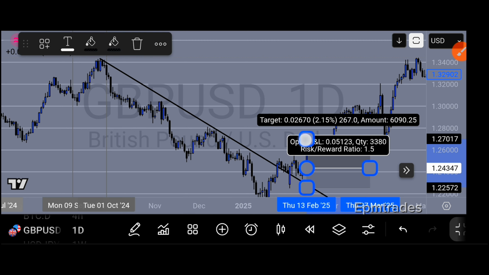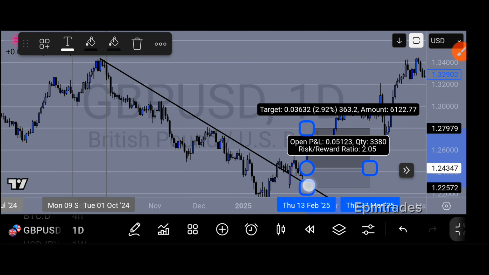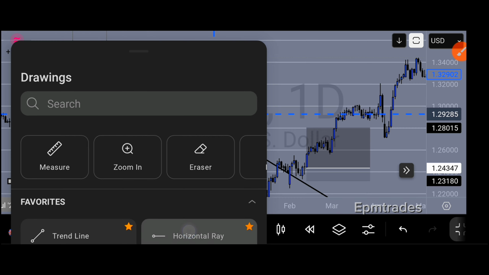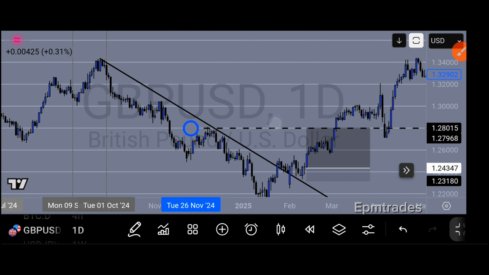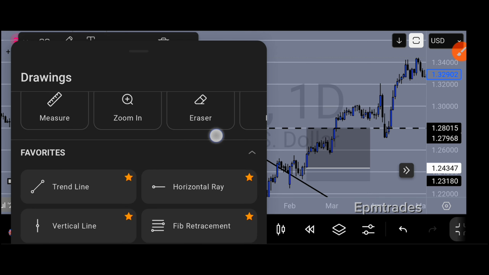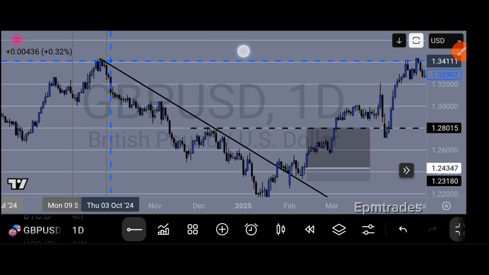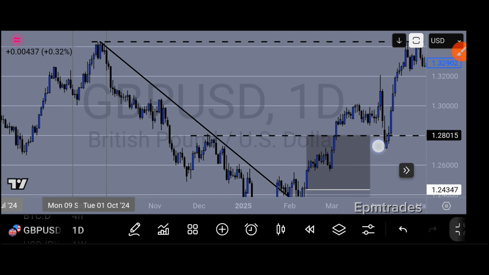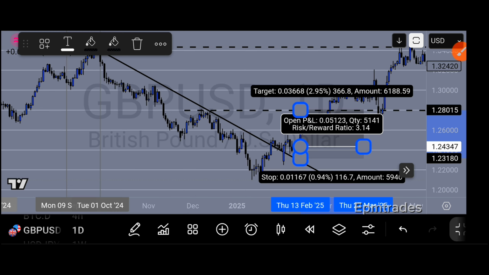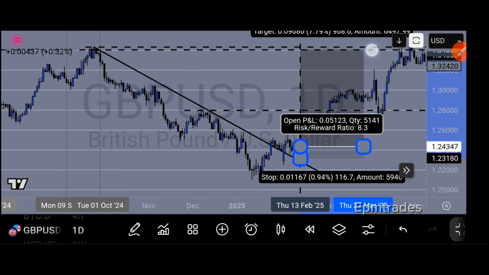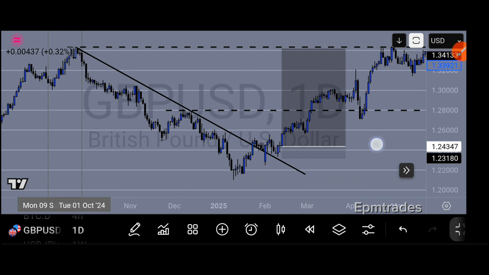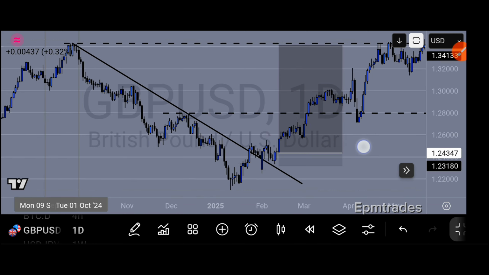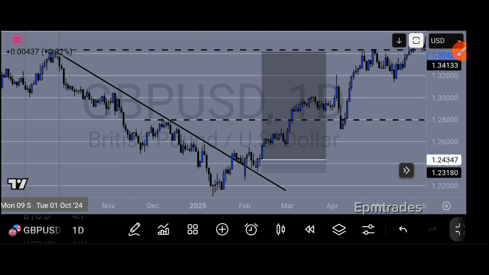So our first profit target will be at the point B, which is this point, something like this. Let me use the horizontal ray. First profit target, which is the point B. Second profit target will be the point A. So first profit target, we are targeting our point B, and second profit target, we are targeting our point A. So this is how you trade the break and the retest of a trend line in an aggressive manner.